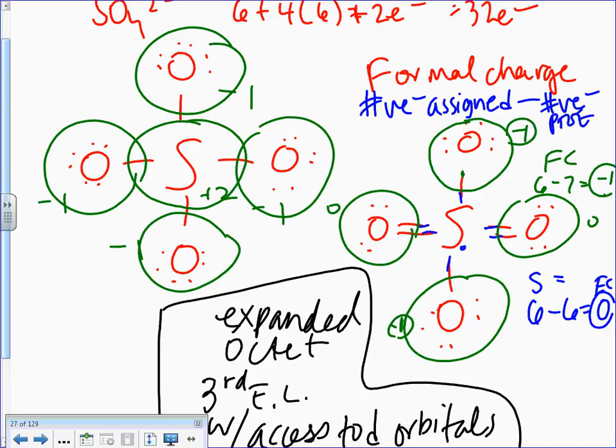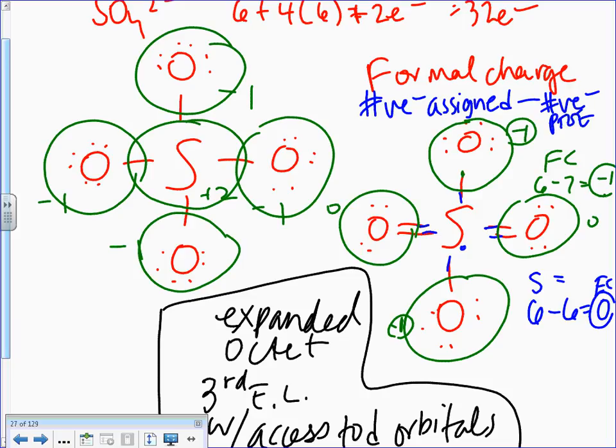-2. This one is more favorable because formal charges of 0 are more stable than formal charges of anything else. Lewis dot structures, you can write them and draw them however you want. This is the less valid one. This is the valid one. So this one is wrong and this one is right.